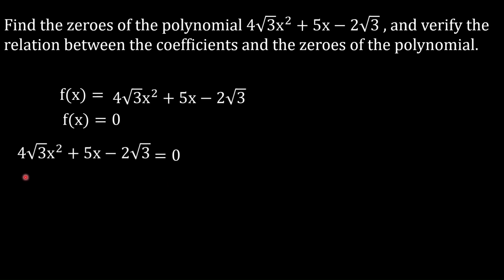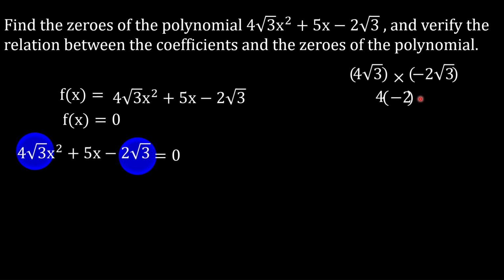Next, we need to factorize this expression. For that, we use splitting the middle term. First, we take the first term and the last term, that is 4 root 3 and minus 2 root 3. Multiplying these terms, 4 into minus 2 gives minus 8 and root 3 into root 3 gives 3. So the product becomes minus 8 into 3, which is minus 24.